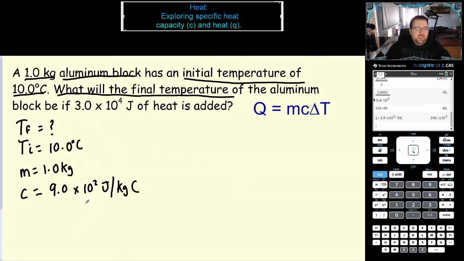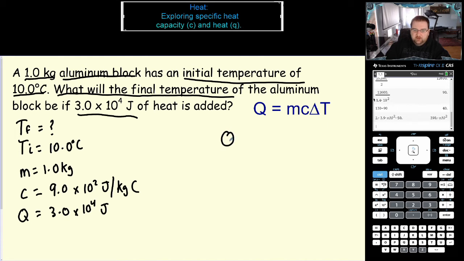Okay, and do we know anything else? We need to know delta T. No, we don't know delta T. We need to know Q. What is Q? Here it is. 3.0 times 10 to the 4 joules of heat is being added. Okay, we have everything we need here, but we're going to need to do a little bit of rearranging of our formula.